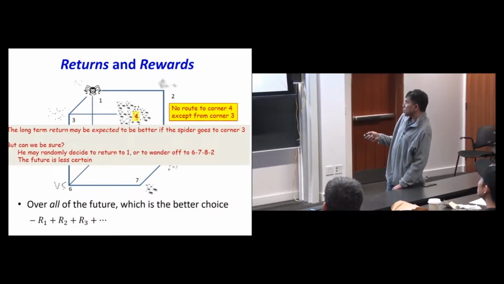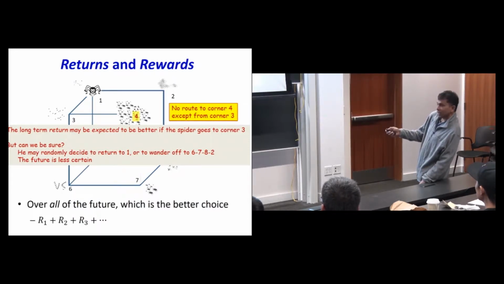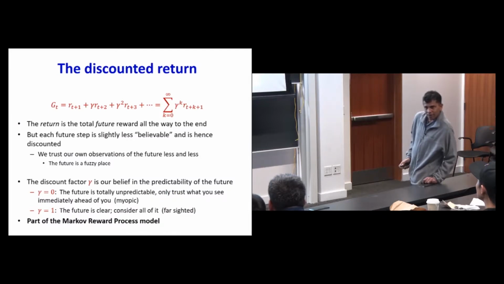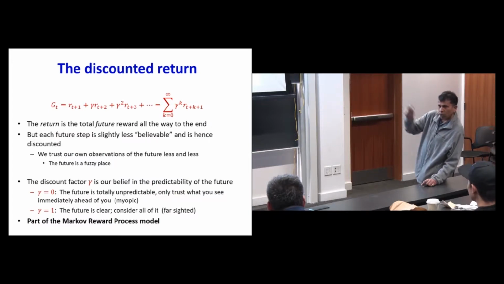So the long-term reward may be expected to be better if the spider goes to 3, but can you be sure? You really can't be sure, right? Just based on this, it seems to me it should be a better choice to go to 3, but you really want to be a little less certain. So here's what you can say: since I can't really be certain, I ran an experiment, and in one experiment I go to 2 and then follow whatever chain. And I keep repeating this experiment, right? Now, in the sequence of rewards, I got some reward at t plus 1, and then some reward at t plus 2, and some reward at t plus 3, but I'm going to assign less importance to the reward at t plus 2, even less importance to the reward at t plus 3, because the future is less certain, right?